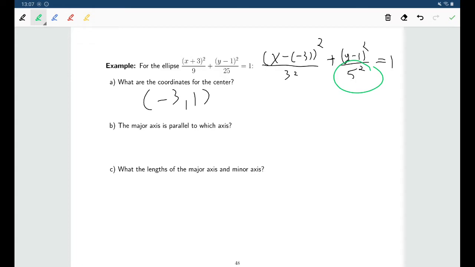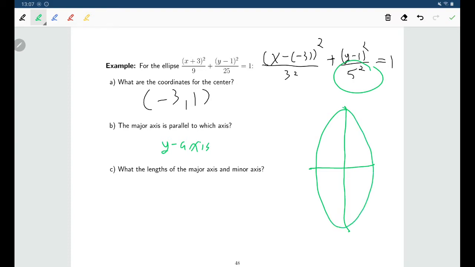So that means that the major axis must be parallel to the y-axis. And that means the minor axis is parallel to the x-axis. So we'd have something with a large vertical direction and a smaller horizontal direction. We'd have an ellipse with that kind of shape.